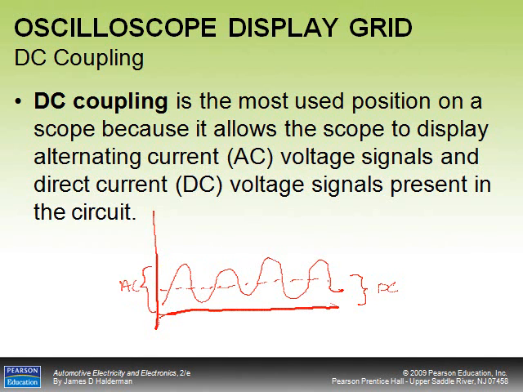Now, the difference between that and AC coupling is if you had strictly AC coupling, you would only see the AC signal, and they come in handy for different measurements and different components. Again, that's stuff that we'll talk about more as we go through this course, and hopefully as you continue on in the next course, Advanced Automotive Electricity.